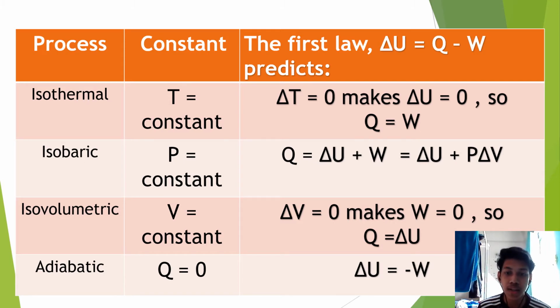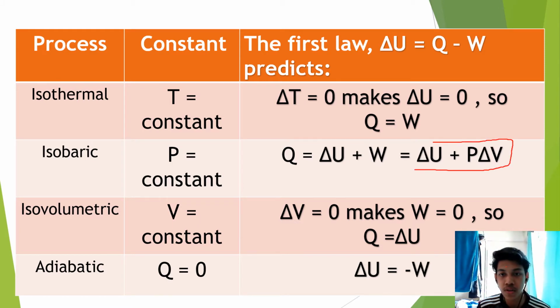Next, we are going to the isobaric process, where the pressure is constant. When the pressure is constant, the formula for the first law changes a little bit, where Q is equal to delta U plus W, where W is equal to P times delta V, and delta V is the change in volume. So this is the final form of the first law for this process, which is the isobaric.